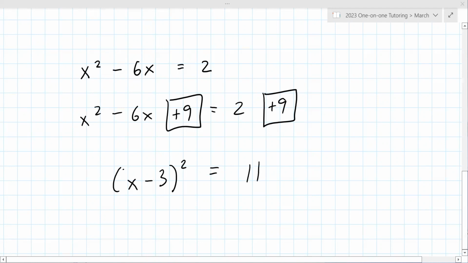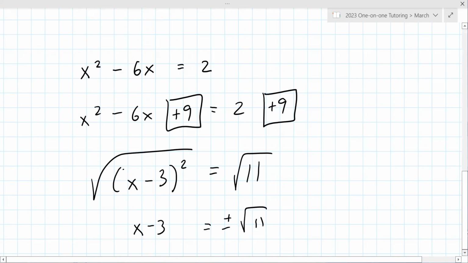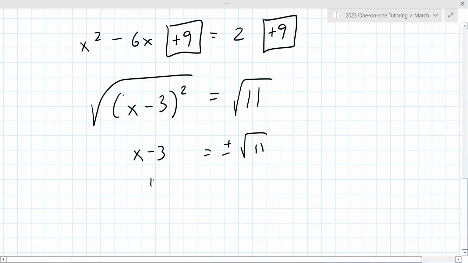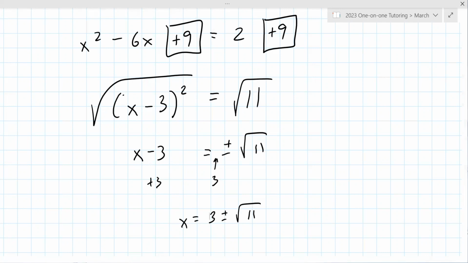You square root both of them. And then you do x minus 3 squared, plus or minus the square root of 11. And then you add 3. And then you get x equals 3 plus or minus the square root of 11. Good. You nailed it.